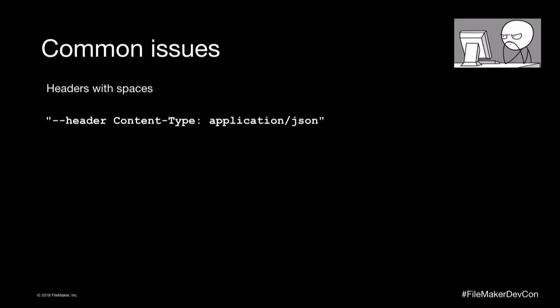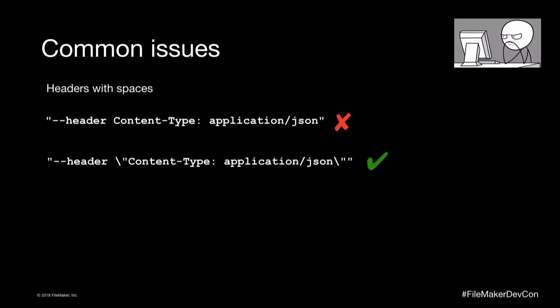Another one is header with space. So FileMaker gave us a good habit of not caring about spaces, because the calculation engine doesn't really care about spaces. But if you do that, cURL is going to think that your header stops at the colon, okay? So it's going to be an incomplete header. cURL is not going to understand what you're doing there. The right way of doing that is either to remove that space, or even better, to just wrap the whole header into quotes.